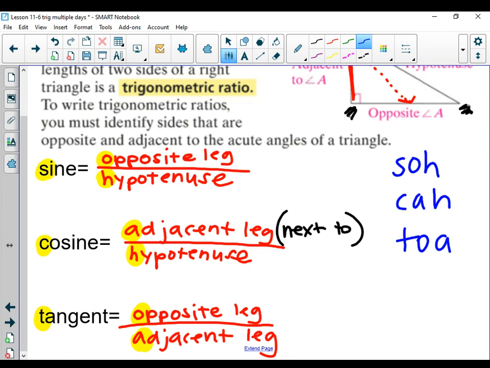Sine needs opposite and hypotenuse. Cosine needs adjacent and hypotenuse. Tangent needs opposite and adjacent.